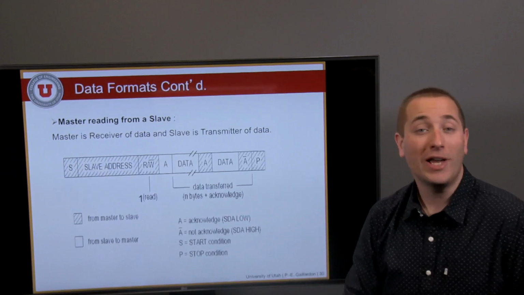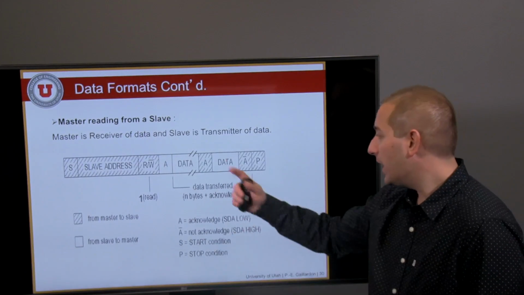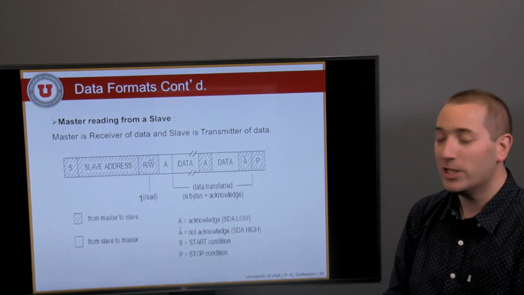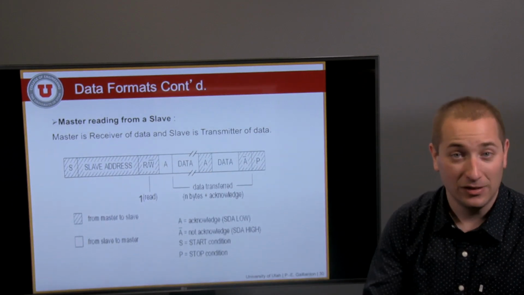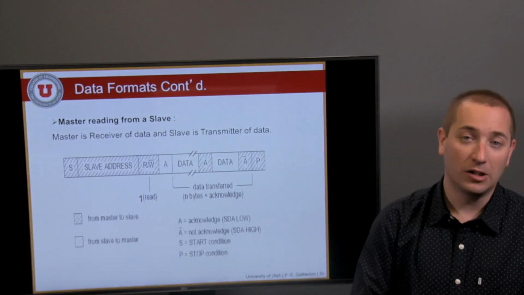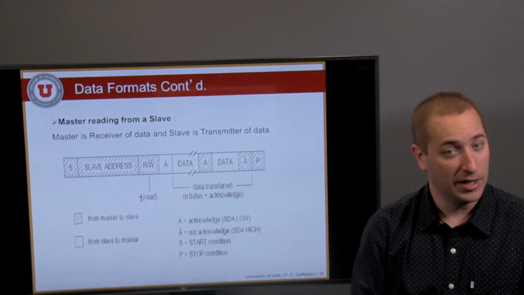The master this time will acknowledge the proper receipt, next byte of data, and so on and so forth until generating a not acknowledgement to indicate that this is the end of the transmission, and the master will then start its stop condition to release the bus line.